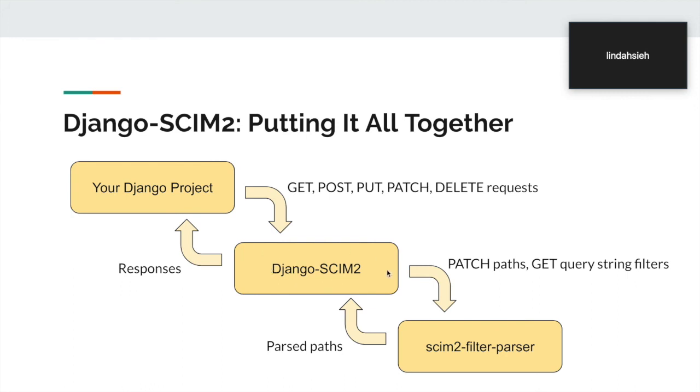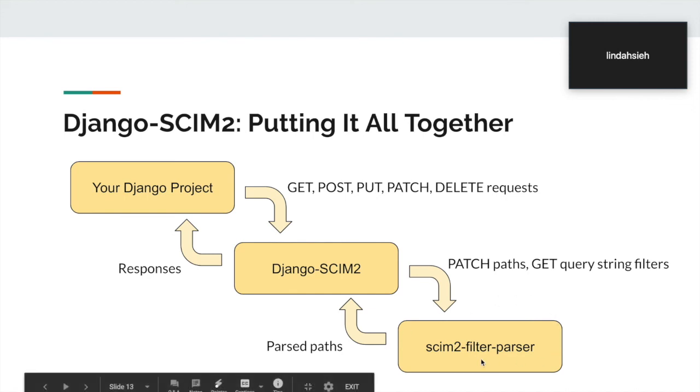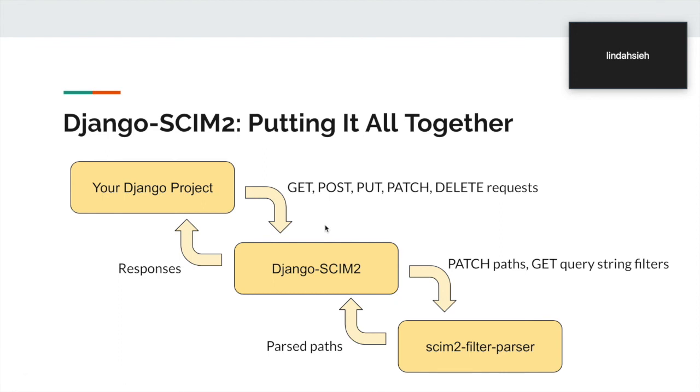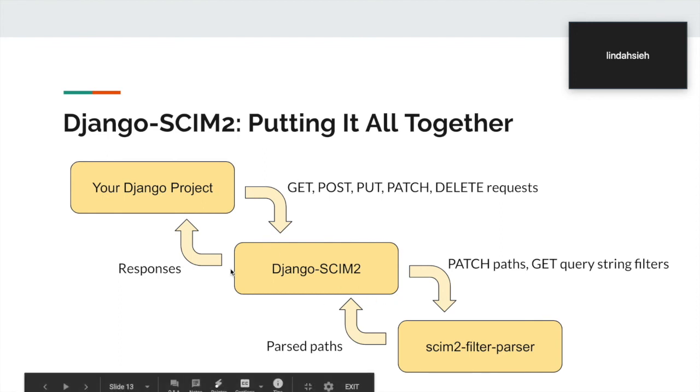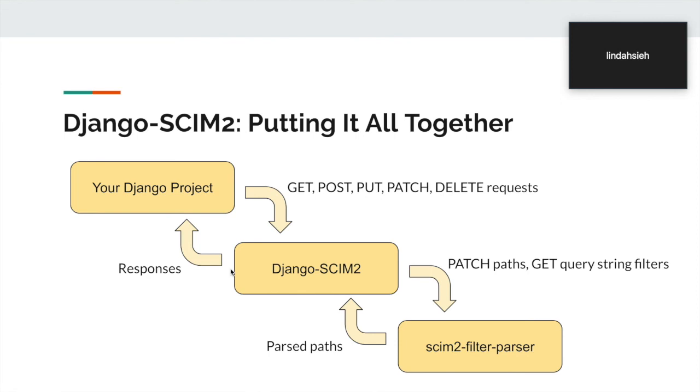If it needs to do any parsing of paths, say because it was a patch call or it was a get query with a more complex path, then it passes that path off to scim2 filter parser to do that parsing. And we get back the parsed paths, and django-scim2 uses that to handle any operations or filtering down of users that needs to be done. Finally it hands back your responses, and we're pretty proud of this. It's been in production now for going on a couple of years. And as far as the scim2 filter parser library, that's been in production for about a year now.